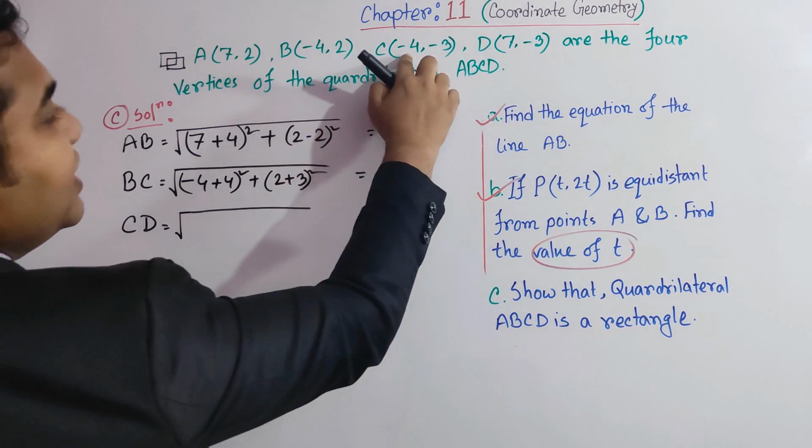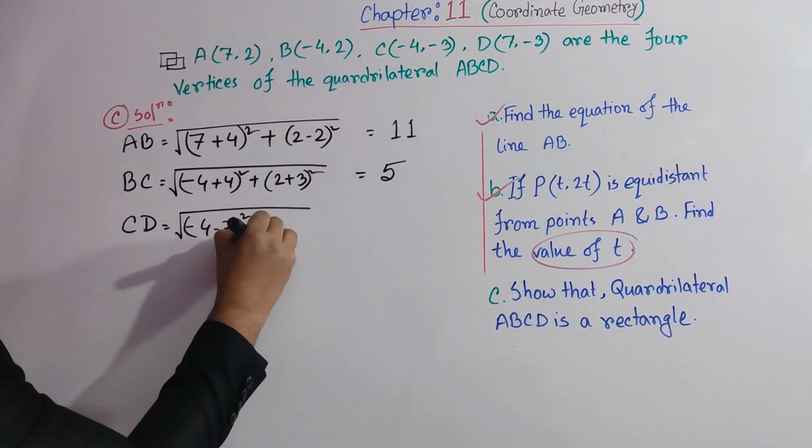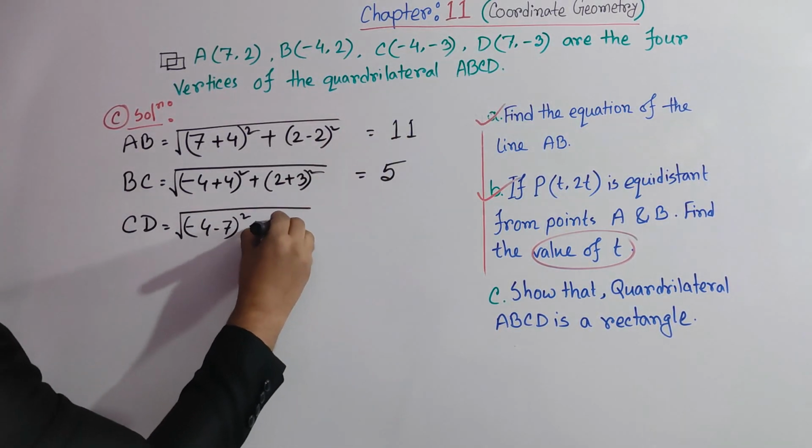CD should be minus 4 minus 7 whole square plus minus 3 plus 3 whole square.